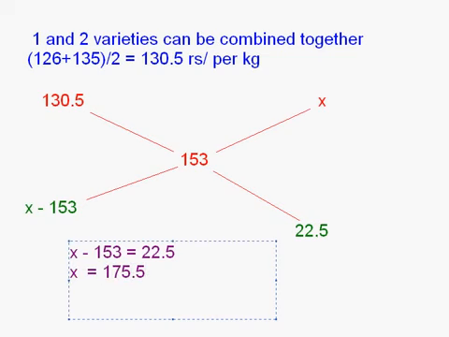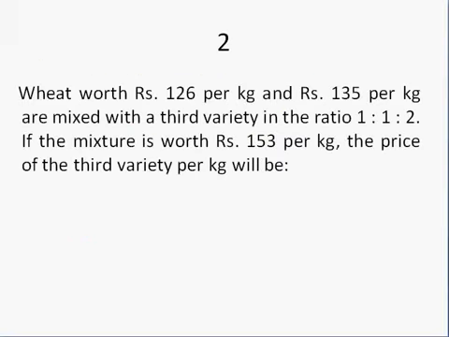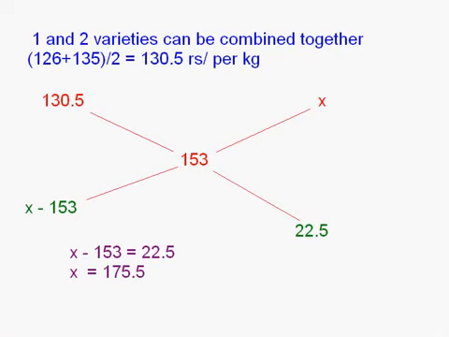That's the solution. Understood? So what we did in this problem: we had three quantities, but the first two quantities were in ratio 1:1. So we took the average of these two quantities to create a new quantity. Now we have only two quantities: the one we calculated as 130.5, and the other one is x, which is required to be found out, and the mixture is 153, right? Now we need to find out the price of the third variety. That means we need to find out the value of x, right? So we can create the alligation chart and find it out.